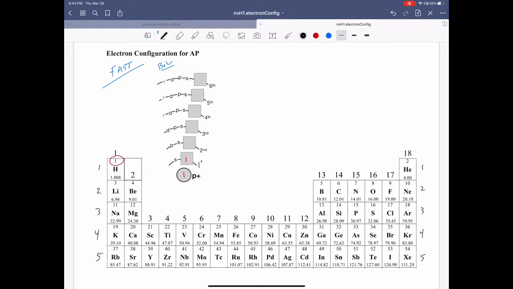I don't know why it doesn't say first here, and so we would write 1s1, meaning energy level, orbital type, and this, of course, would describe the actual electron.